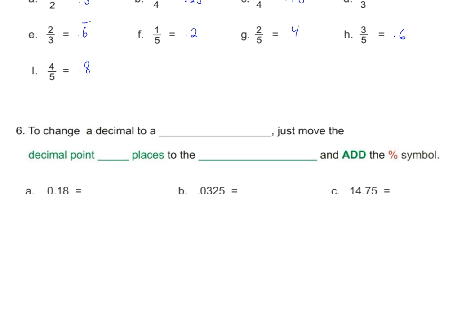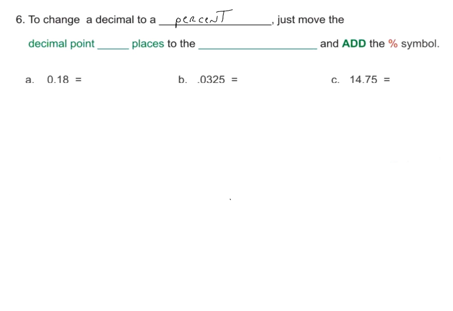All right, number 6, to change a decimal to a percent. We're going the opposite direction of what we just did. If I want to change a decimal to a percent, I do the opposite of changing a percent to a decimal. I'm going to move the decimal point 2 places, but instead of going to the left, I'm going to go to the right. Now I'm getting rid of the per 100. So technically I'm multiplying by 100, and therefore I have to add the percent symbol.